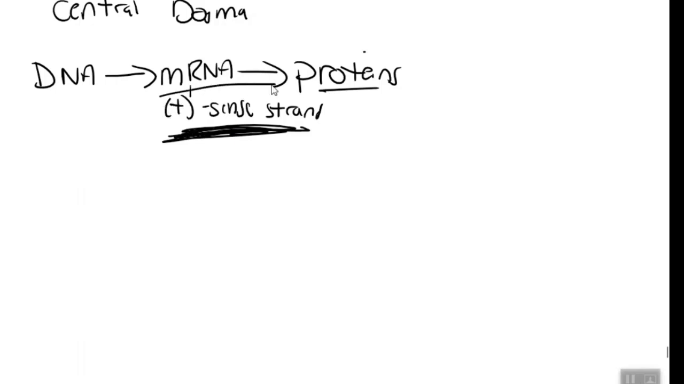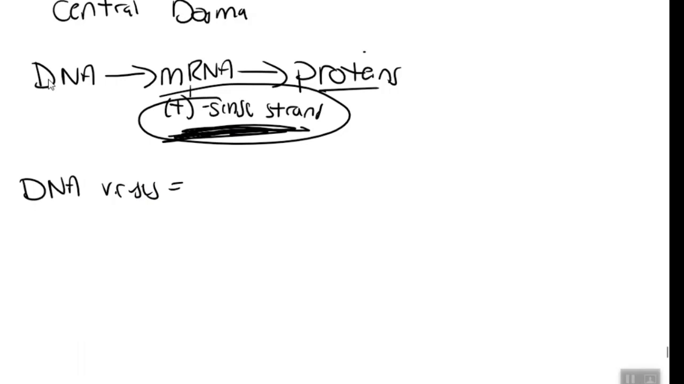Okay, so this is where we need to get. For DNA viruses, it's very easy. They're just going to use this order of events, okay? They're going to go from DNA, they're going to make their mRNA, and then they're going to make proteins. So DNA viruses are simple.